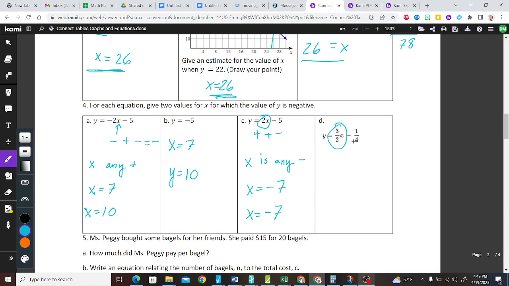Likewise, this has the same argument: if I can make this negative, it'll definitely be negative. So x equals negative 7 and x equals negative 10. So simple enough.